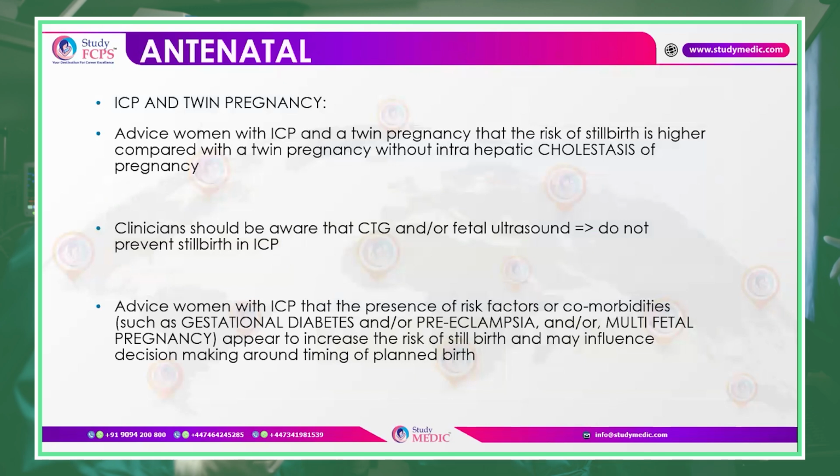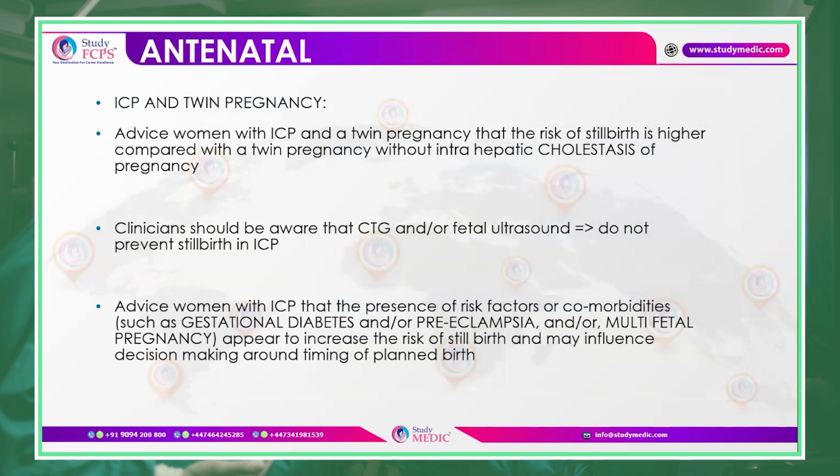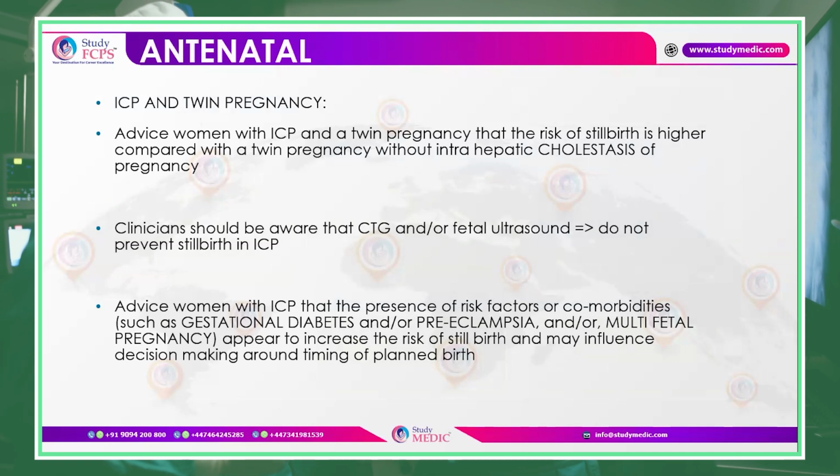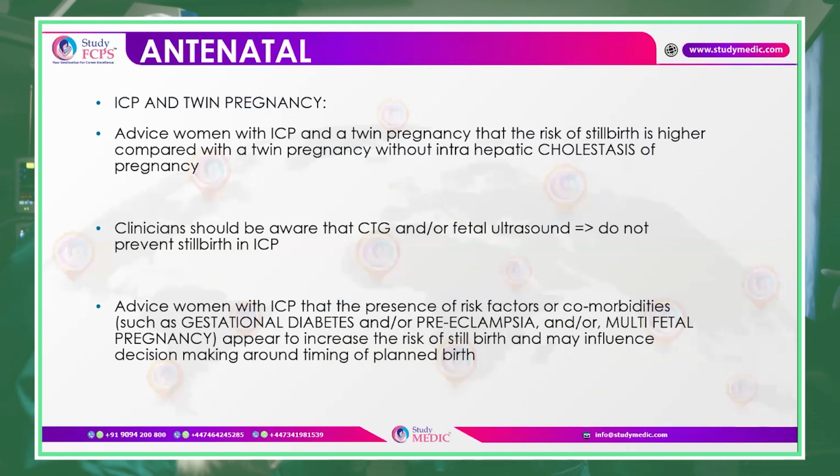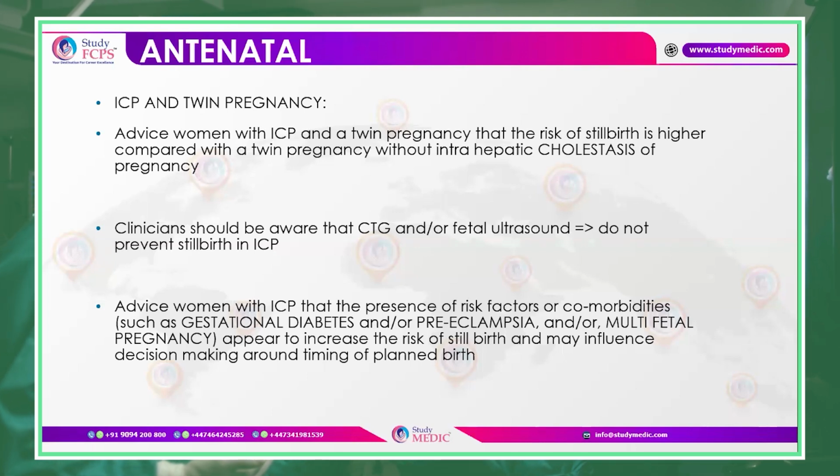What will happen if we have a twin pregnancy? Intrahepatic cholestasis of pregnancy and the twin pregnancy. In such cases, we advise the woman that the risk of stillbirth is higher in comparison with a twin pregnancy without intrahepatic cholestasis of pregnancy. We also have to counsel the patient, and clinicians should be aware, that CTG, that is cardiotocography, or fetal ultrasound do not prevent stillbirth in cases of intrahepatic cholestasis of pregnancy.